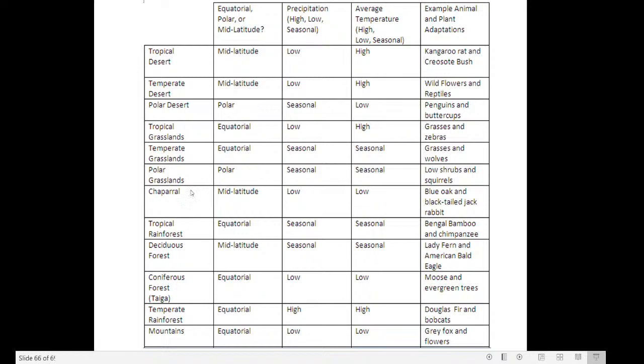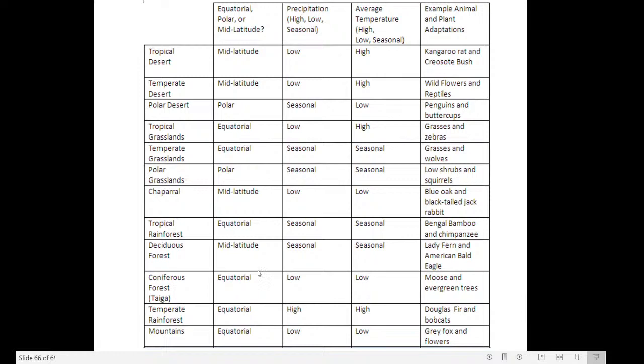Okay, the tropical deserts are in the mid latitude. Temperate desert is present in the mid latitude. Polar desert is present at the polar region. The tropical grasslands are at the equator. Temperate grasslands are far from the equator. The polar grasslands are at the pole. The chaparral is in the mid latitude. The tropical rainforest is in the equatorial region. The deciduous forest is in the mid latitude. The taiga is far from the equator.